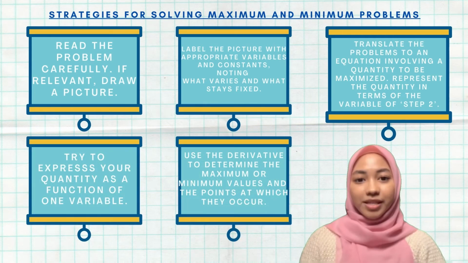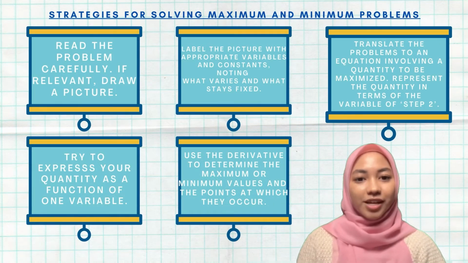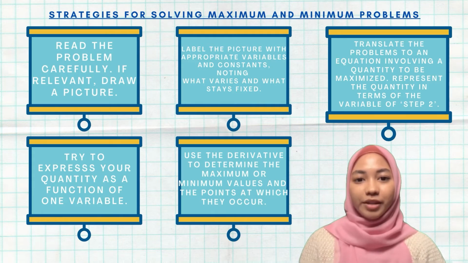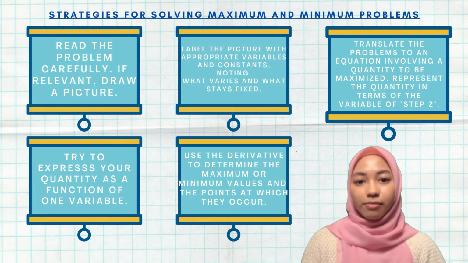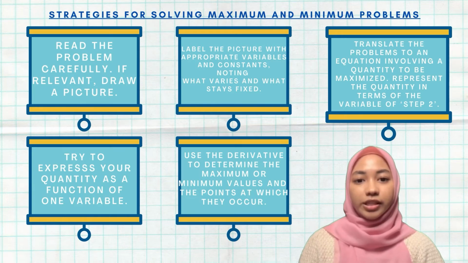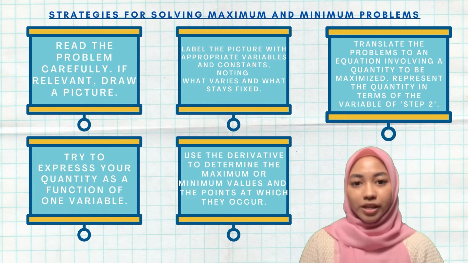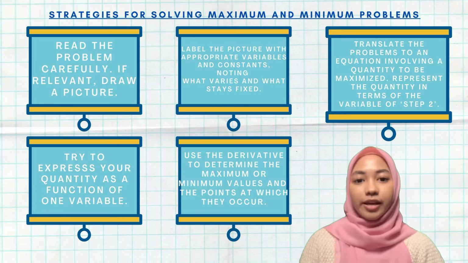Strategies for solving maximum and minimum problems. First, we need to read the problem carefully. If relevant, draw a picture. Second, label the picture with appropriate variables and constants, noting what varies and what stays fixed. Third, translate the problem to an equation involving a quantity to be maximized. Represent the quantity in terms of the variable of step 2. Fourth, try to express your quantity as a function of one variable. Lastly, use the derivative to determine the maximum or minimum values and the points at which they occur.